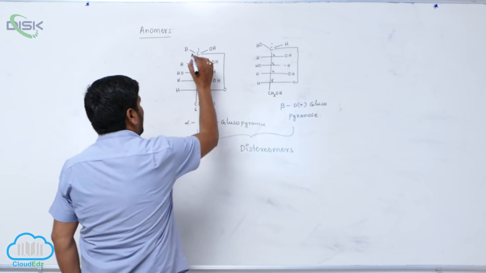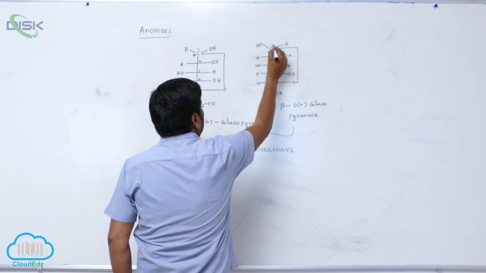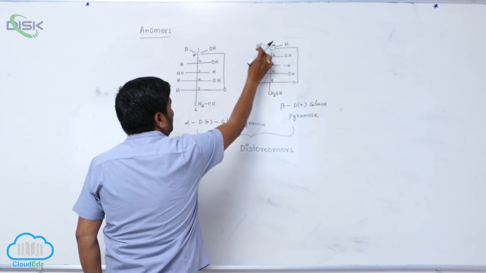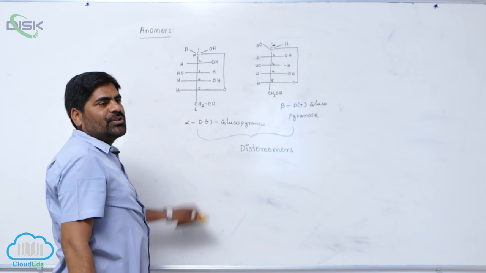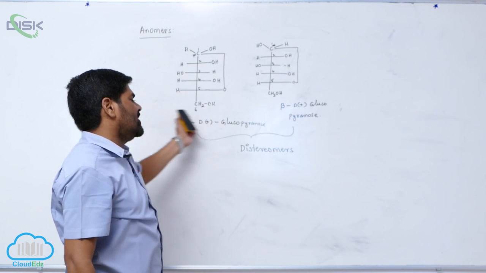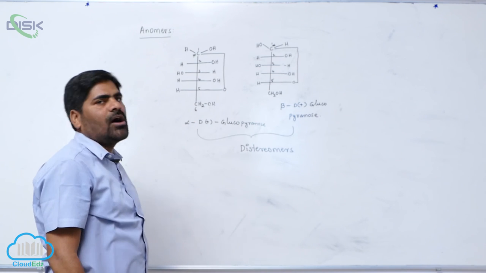Because at the C1 chiral center, here OH is right side, here OH is what? Left. So this is alpha form, this is which form? Beta form. So that is the reason why these two are diastereomers, differing in the configuration at C1 carbon.